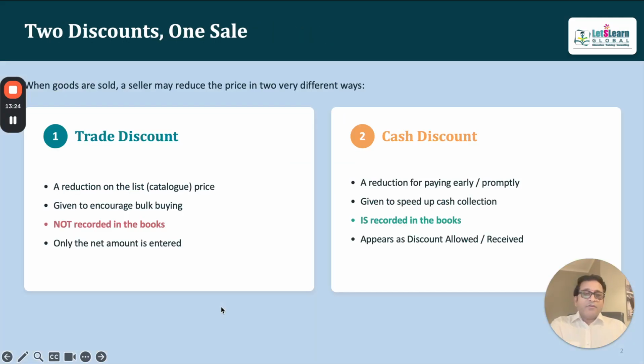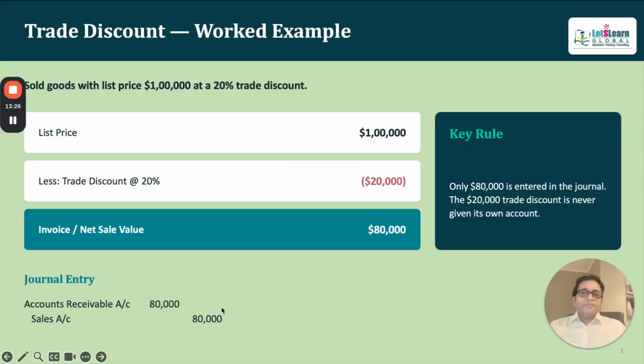Now let's see an example on trade discount and cash discount. We sold goods with a 20% trade discount. Means what? The trade discount is adjusted in the invoice itself. There's a list price of $100,000, and because we are happy with the customer, he took a large amount of goods and we offered him a 20% discount. The net invoice amount is $80,000. Customer has to pay only $80,000. So our accountant will record $80,000 in the books, not $100,000 and $20,000. The invoice net amount is recorded.